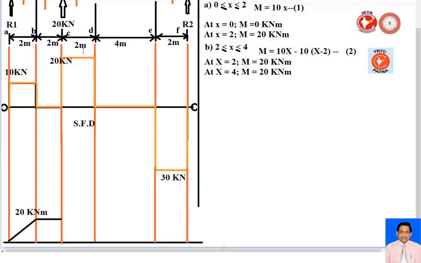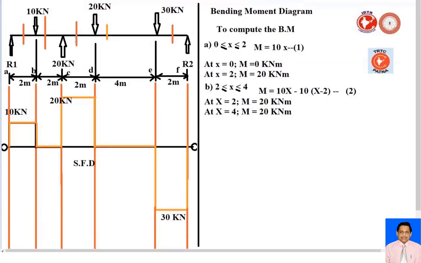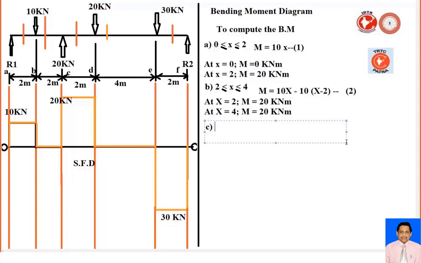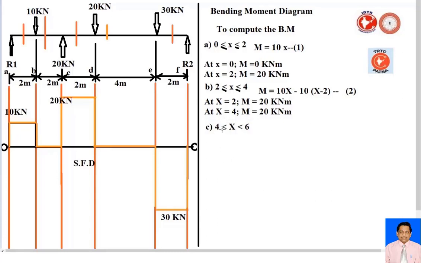The next step: again come to this position, cut the section, the third section. So write down here C. The value is 4 less than or equal to x less than or equal to 6.